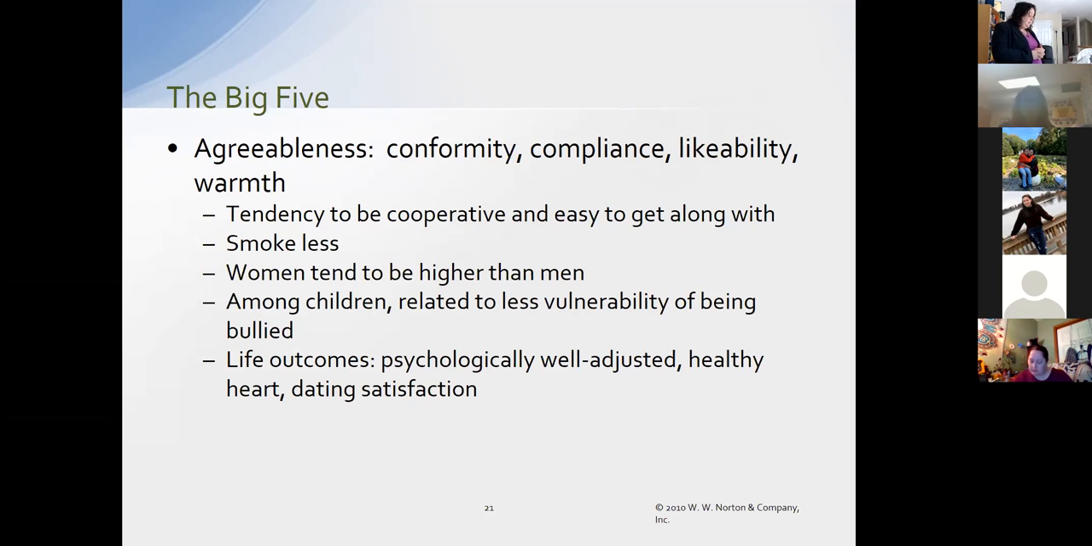Among kiddos, if you are higher on agreeableness, you are less likely to be bullied. Probably because the bully just is like, oh, I can't pick on them, right? And you can probably talk your way out of things. And then in terms of life outcomes, they tend to be psychologically well-adjusted. They tend to do well with heart health. And they tend to have dating satisfaction.